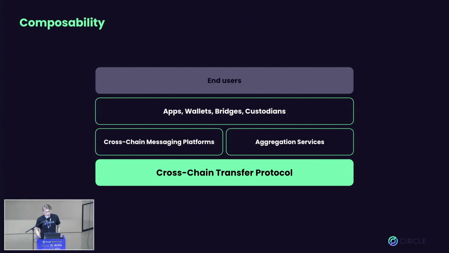At its core, CCTP is a low-level interface and utility for developers to extend and build on top of. That means we expect cross-chain messaging platforms, bridges, aggregation services, all of these kinds of apps to build on top of and extend CCTP to integrate it with their own existing or new apps.